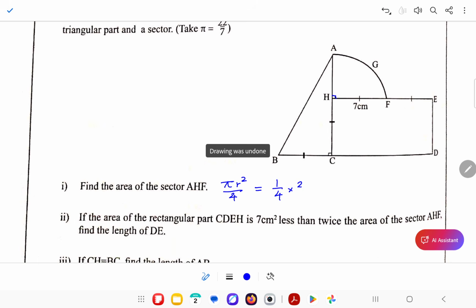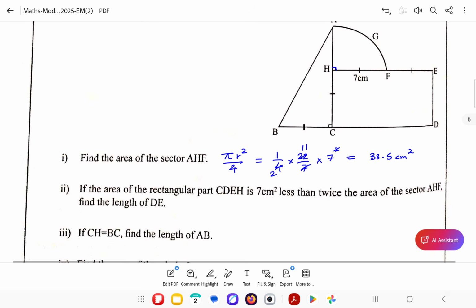So 1/4, 22/7, r squared means 7 squared. So simplify. 7 and this one cancel. 2 and 11. 77/2. So 38.5 square centimeters.